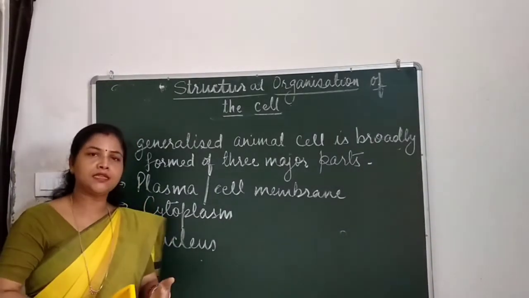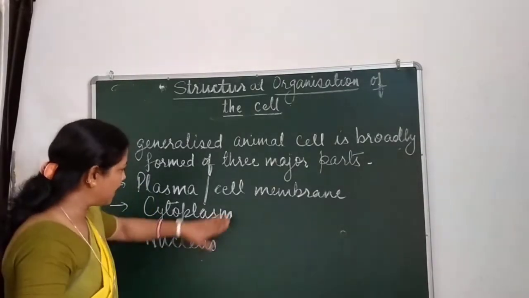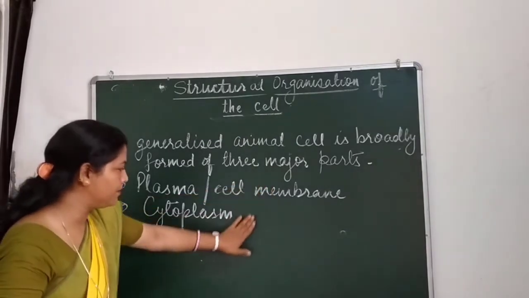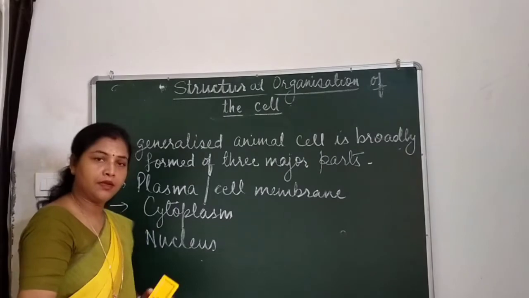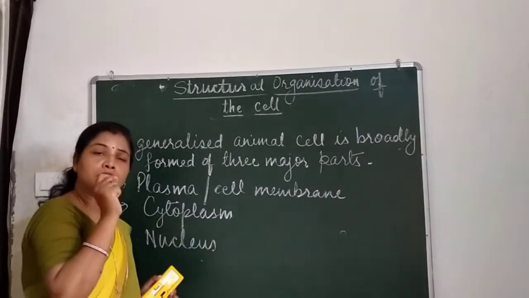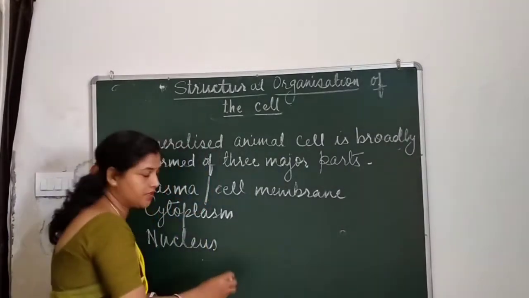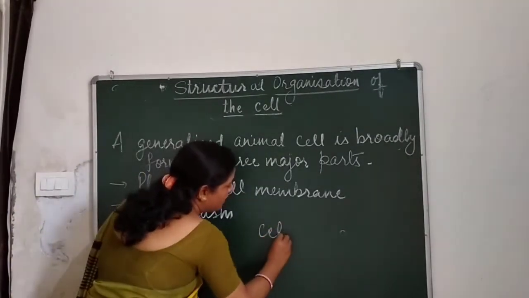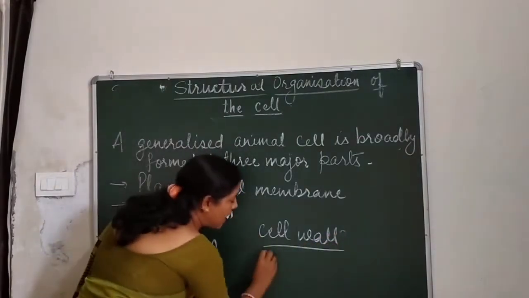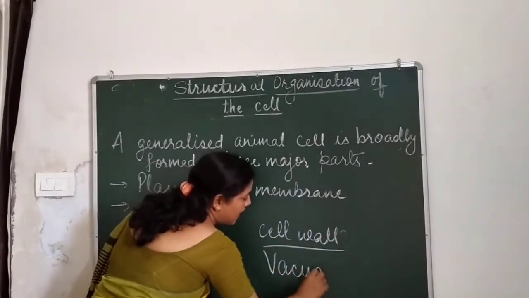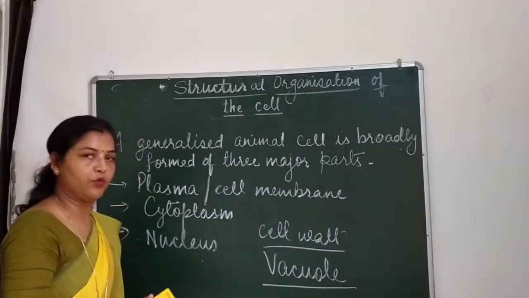But in plant cell, there is a minor difference. Plant cells also have the same structures, but two more structures are added. And what are those structures? They are the cell wall, the external most part, and a large vacuole. These two are not found in animal cell.